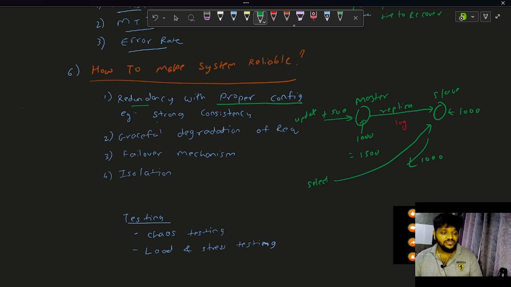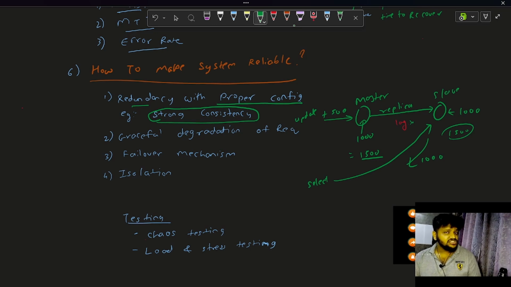So proper config means strong consistency. For example, strong consistency means what? If I am having 1500 here, at the same time without any lag, there should be 1500 here. And when the customer is querying with a select statement, he should get 1500 and not 1000. That is how I am going to achieve the reliability.